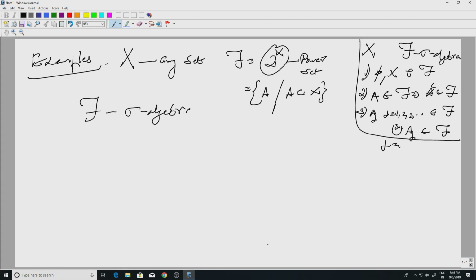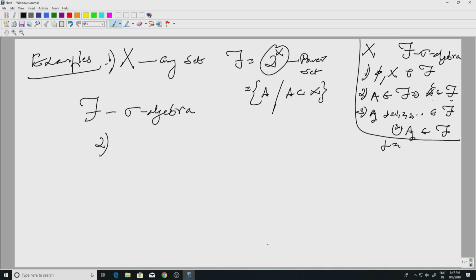That is trivial because the empty set is a subset of X, and X is a subset of X. So, they will be in 2 to the X, which is script F. If A is a subset of X, then A complement is also a subset of X. So, that will be there. If Aj, j equal to 1, 2, 3 and so on, are subsets of X, then the union is also a subset of X, right. So, these three properties are trivial to check, and this is the biggest sigma algebra you can think of, because any sigma algebra of subsets of X will contain subsets of X, and this is all of them. So, this is the largest sigma algebra you can think of.